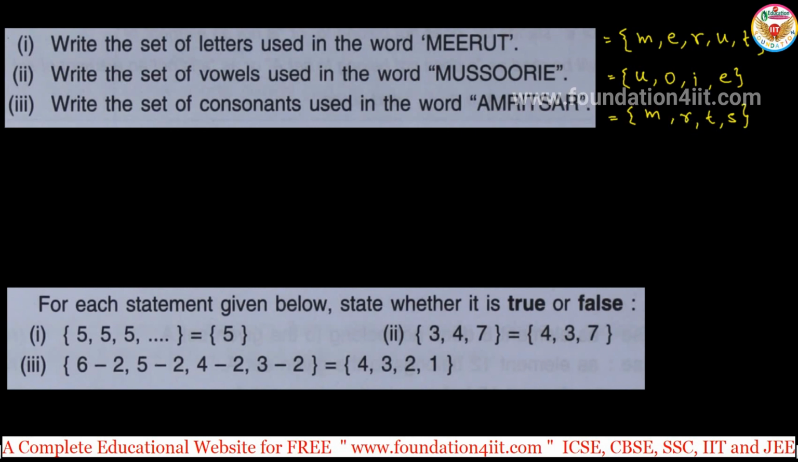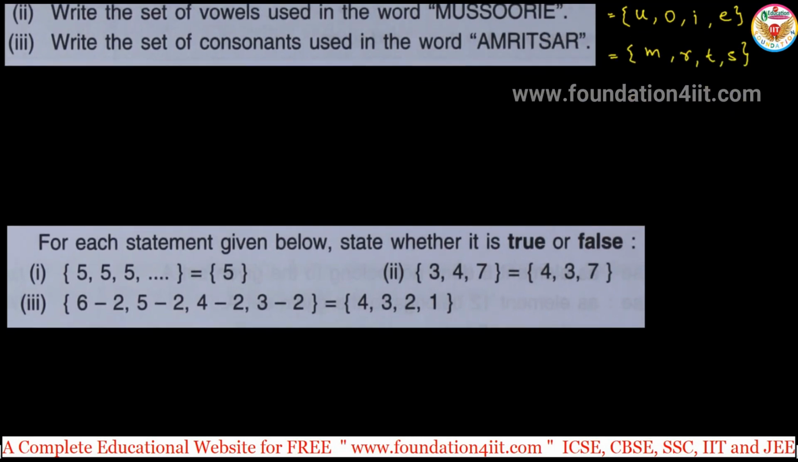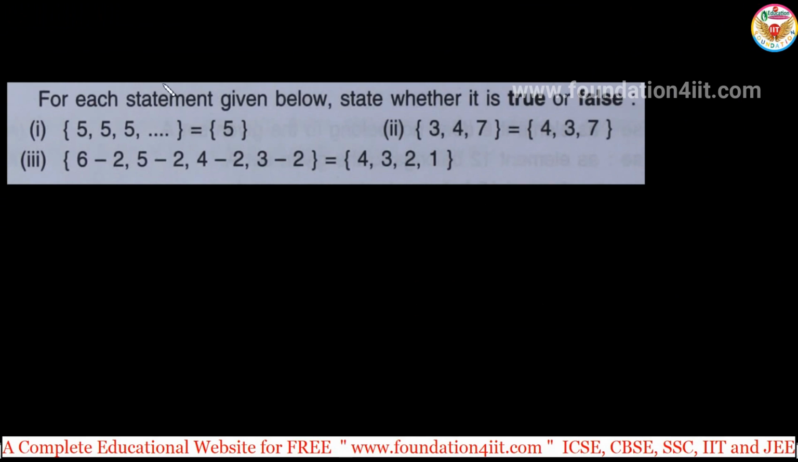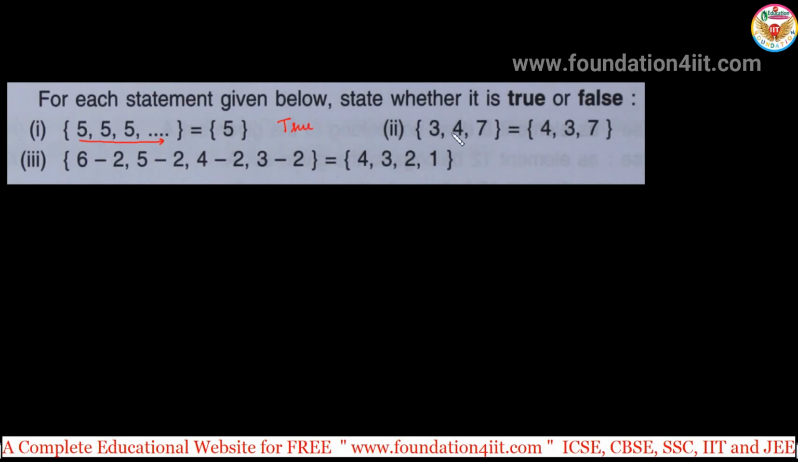Next one, they are asking true or false here. For each statement given below, state whether it is true or false. It's based on the second property. So this first one is true. The reason: repetition of elements does not change the set. Even if elements are repeated, the set does not change. This is true. 347 and 437, this is also true. It is based on the first property, right? As the change in order of writing the elements does not change the set.